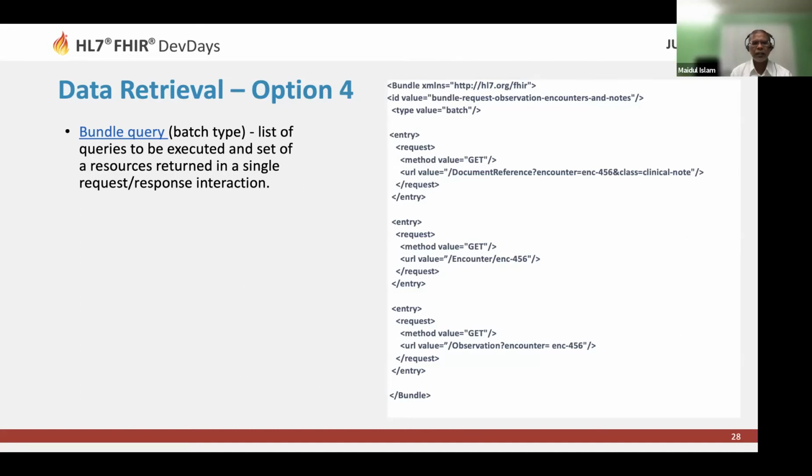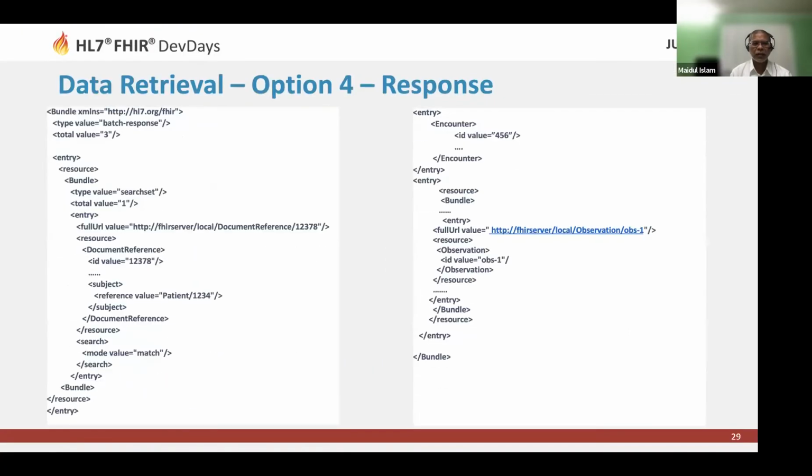And within that batch, we can request the related resources. If you see on the right side, you can see entries requested: a GET request for the DocumentReference for the matching encounter on the clinical notes. Similarly for the encounter or the observations. We could request this in a single POST request, and give the client a batch response with all the related resources for each of the queries within a single bundle.